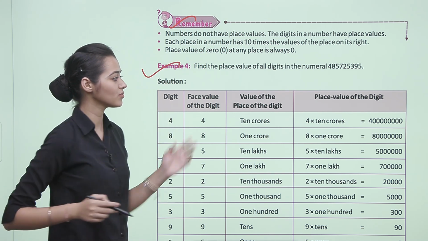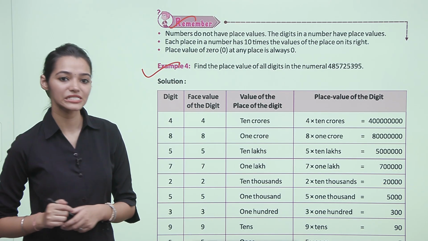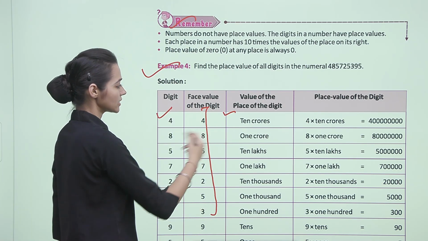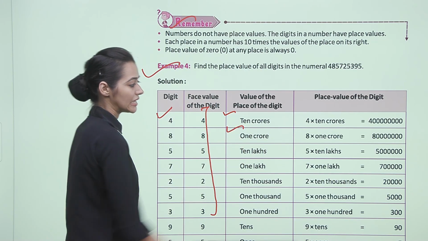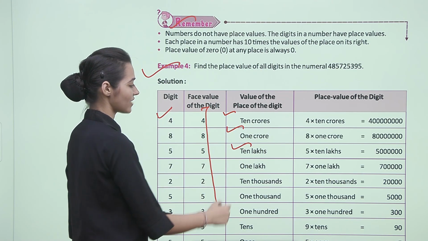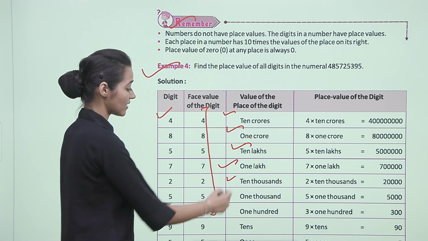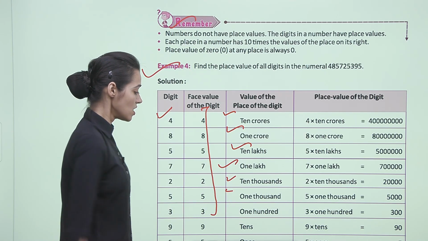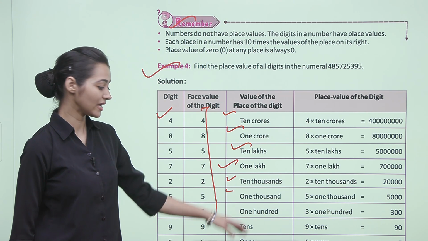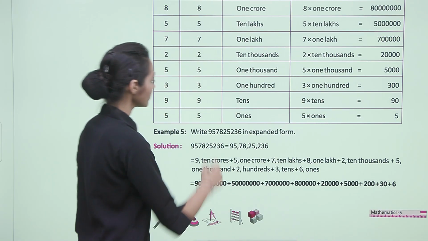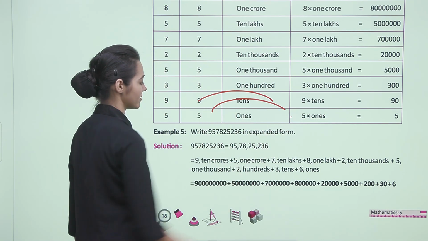Now let's look at example number 4. We have to find the place value of all these digits. First one, place value is always the same number, 10 crore. In the second one it is 8 crore. In the next one it is 5 lakh, 7 lakh. In the next one we have 70,000, then we have 5,000, and then we have 300. After 300 we have 90 and then 5.